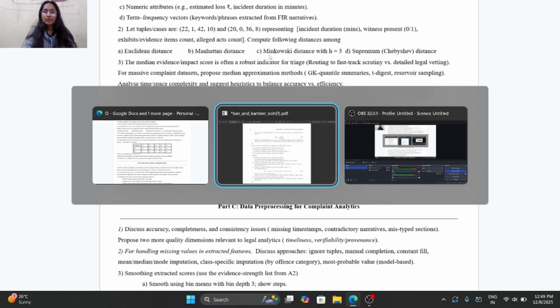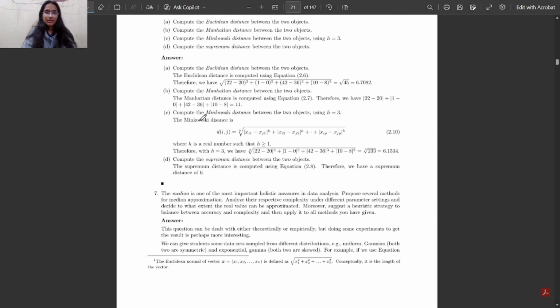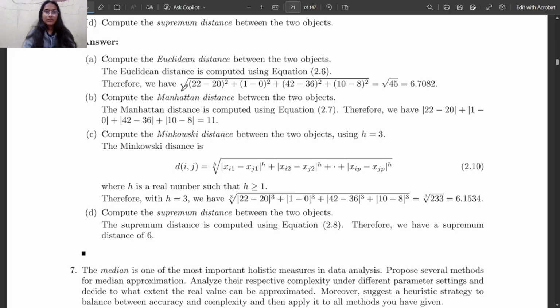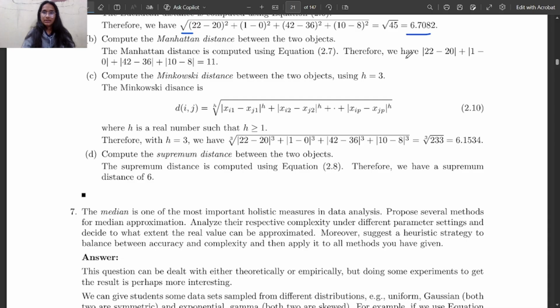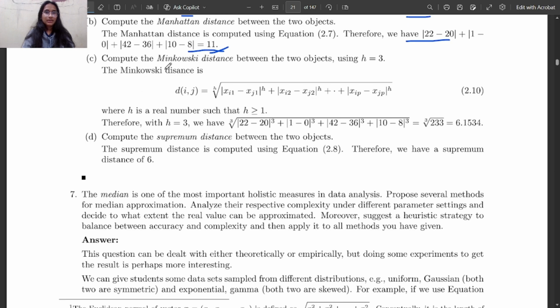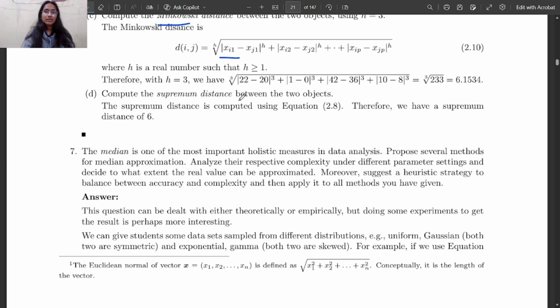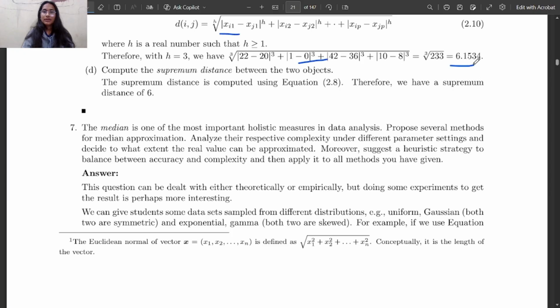Euclidean distance uses the square root of the squared differences. So we have the formula, and we put the values in the equation and we get the result as 6.7082. Manhattan uses the sum of absolute differences. Here we calculate for Manhattan, and the answer is 11. Minkowski generalizes both of the above. Here is the formula and we calculate the Minkowski as 6.1534.